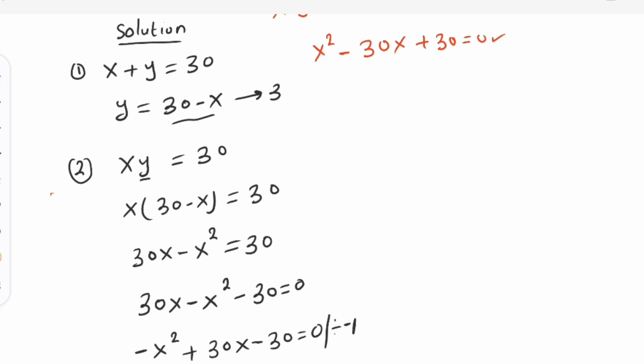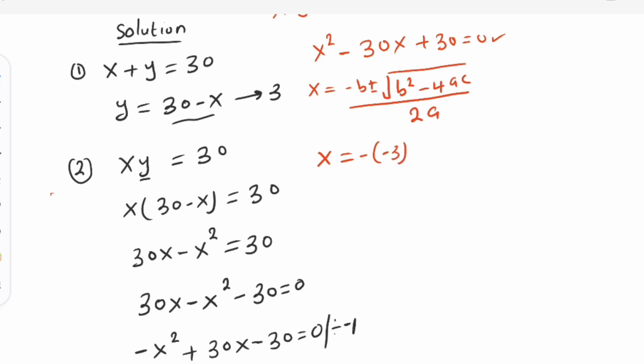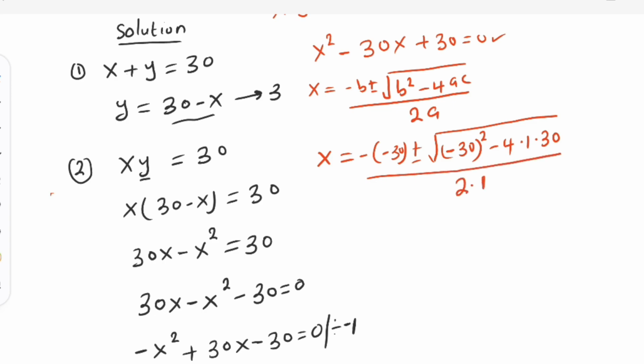This is a quadratic equation which can be solved using the quadratic general formula. The quadratic general formula is given as x is equal to minus b plus or minus square root of b squared minus 4ac over 2a. x is equal to minus bracket minus 30 plus or minus square root of b squared, that is minus 30 squared, minus 4 multiplied by 1 multiplied by c, which is 30, over 2 multiplied by 1.